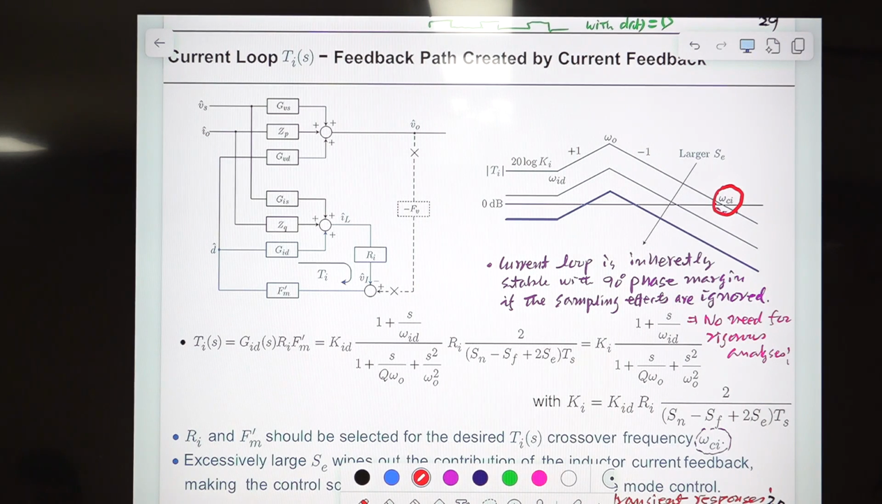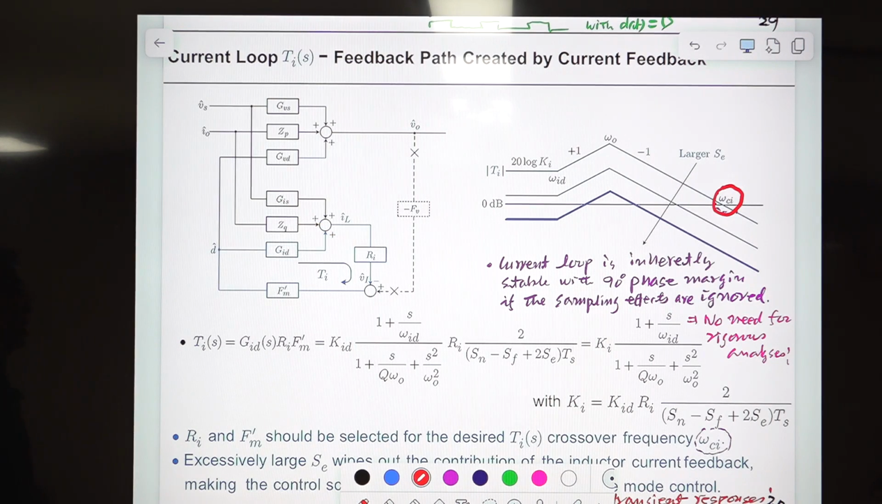But if you start thinking about the sampling effect, the situation is entirely different. But in classical analysis, we assume the sampling effect is totally ignored. We don't even think about that. There is no sampling effect whatsoever. Then this is always stable.